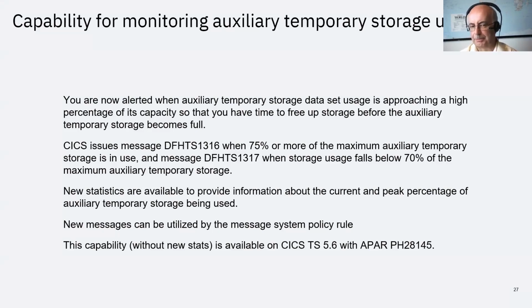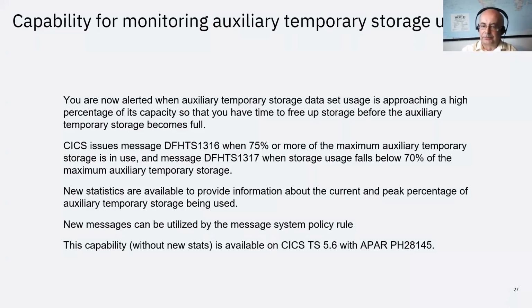Rather than have a policy for this, because we already have the existing policy rule applying to messages, what we've done is enhance this area of CICS to produce some new messages. As the TS 1316 comes out, when 75% or more of the max aux temporary storage is in use, and I think every 5% it will issue another message to say it's got to 80, 85, etc.